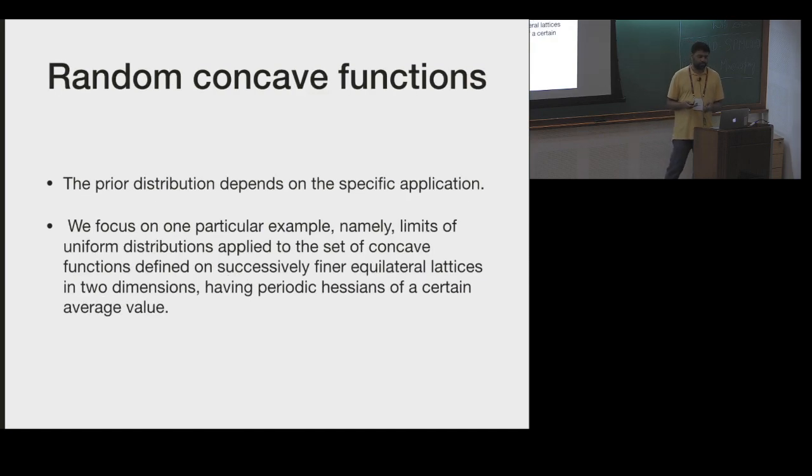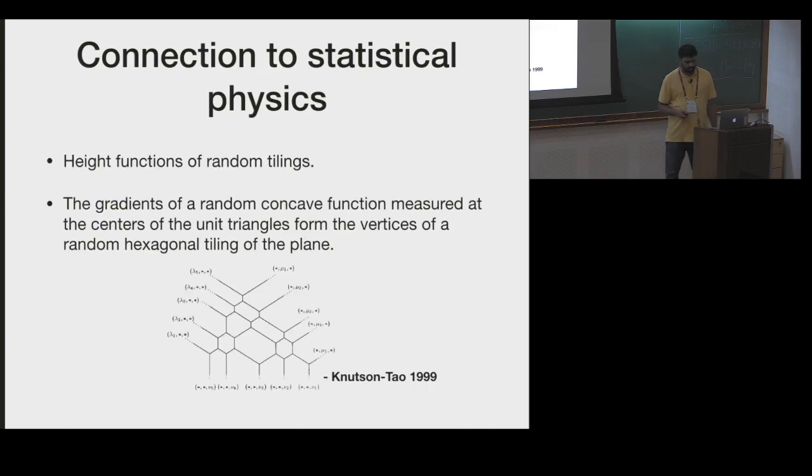So the prior distribution will depend on the specific application, but today I want to talk about one particular one, which is random concave functions on a large equilateral lattice. So we'll be looking at triangular lattices and random concave functions where the Hessian is constrained to be periodic with a certain average value.